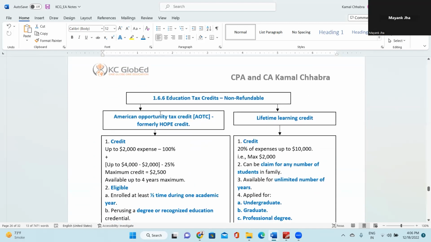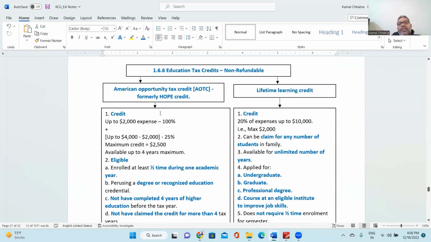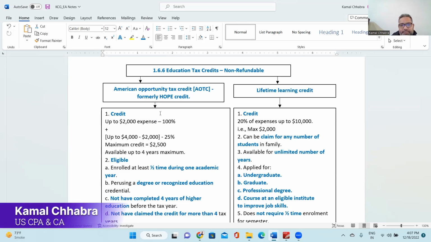Now coming to our favorite part, education tax credit. So in America, there are two schemes. One is the American Opportunity Tax Credit, formerly known as the HOPE tax credit. And the other one is the Lifetime Learning Credit, right? So there are two categories of tax credit under the education tax credit scheme.